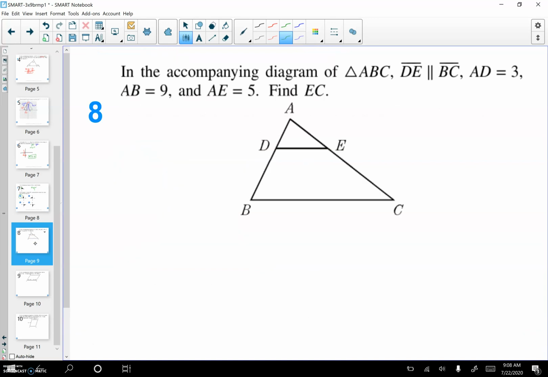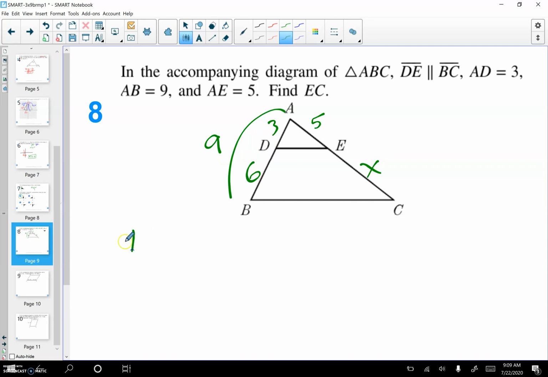In number 8, in the accompanying diagram of triangle ABC, DE is parallel to BC. It says AD is 3, AB is 9, AE is 5, find EC. So remember what we said yesterday. Anytime you have all this information, you want to fill in anything else that you can. So for example here, if 3 is on the top and the whole thing is 9, well, we know the bottom has to be 6, because 3 plus 6 will give us 9.